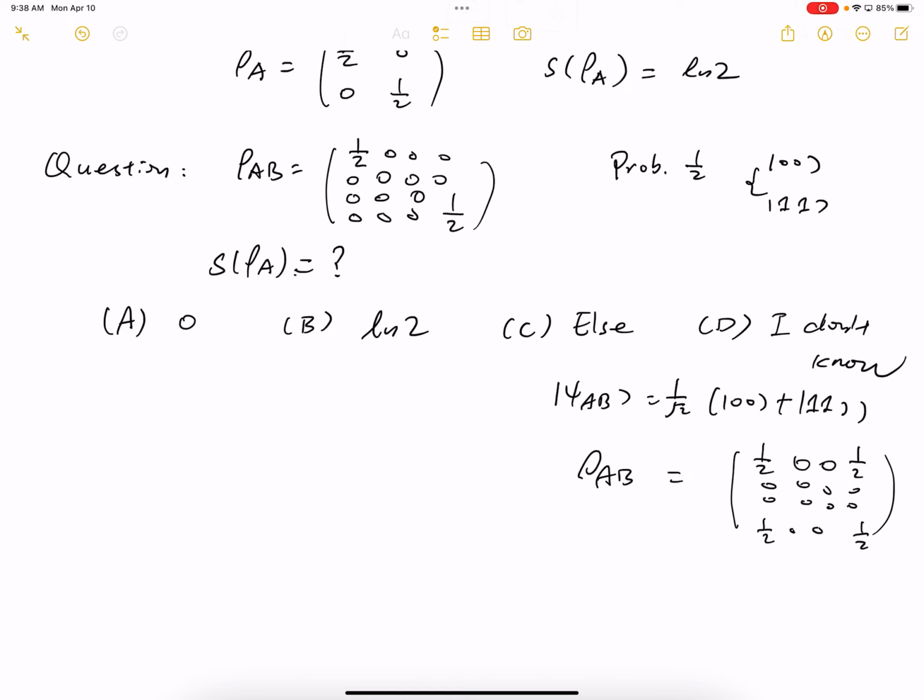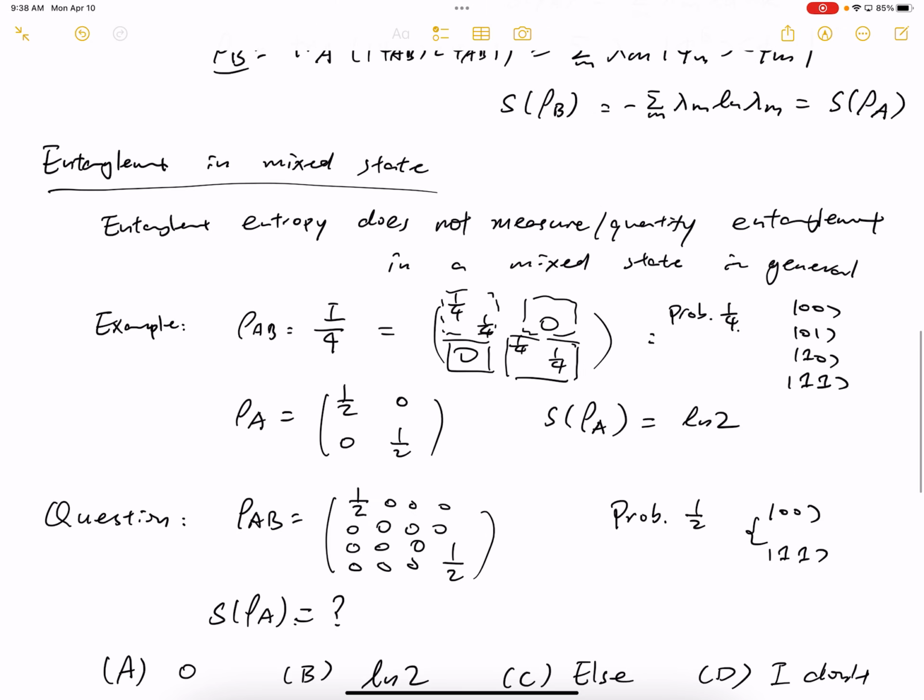I'm still confused then why the answer is log 2, because that's telling you it's entangled when it's not. So the thing is that the entanglement entropy just does not quantify the amount of entanglement if the state is mixed, right? It's mathematical, you can still write it down, but it doesn't quantify the entanglement. So it's log 2, but it doesn't say anything about how much entanglement you have. So that link is broken, right?